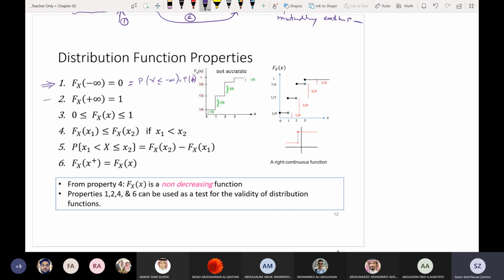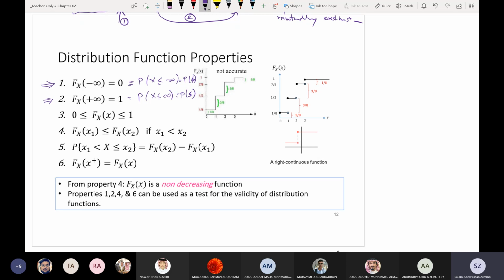The second property is F_X of infinity equals 1. As we just mentioned, this is the probability that X is less than or equal to infinity, which we know is always the case. I don't have a random variable whose value is more than infinity. There is nothing called more than infinity. And this is equal to the certain event probability, which is 1.